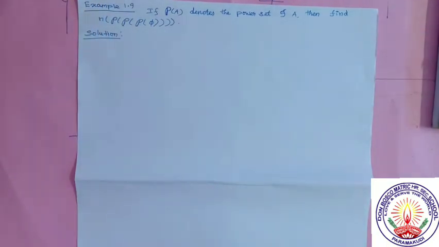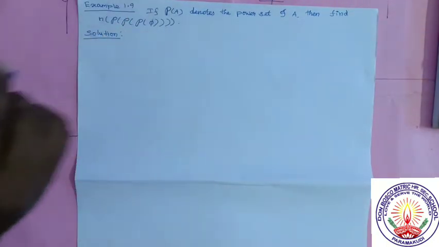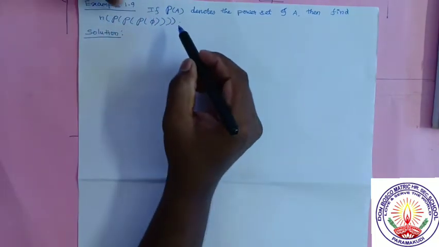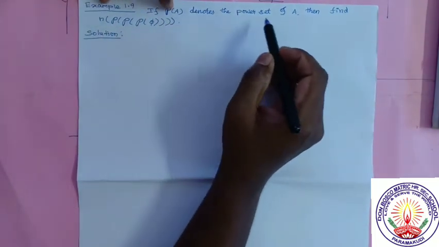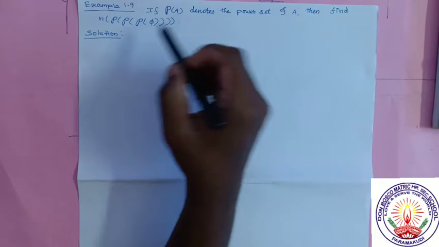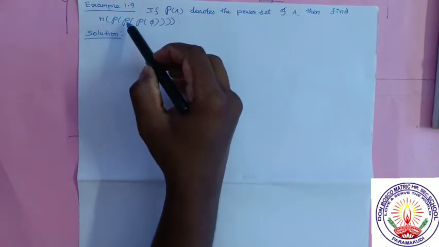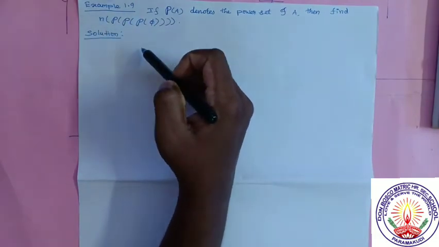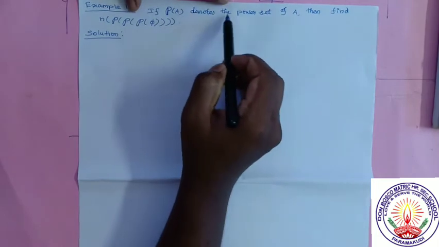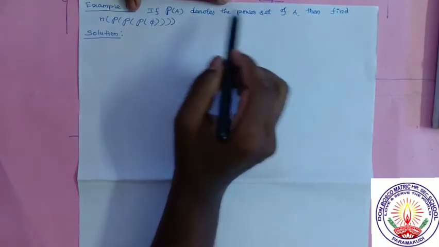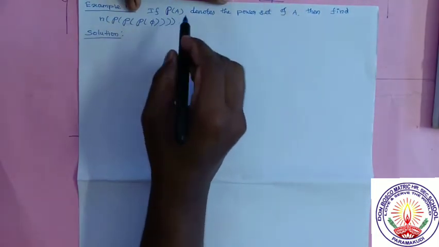Example 1.9. If P of A denotes the power set of A, then find n of P of P of P of phi.